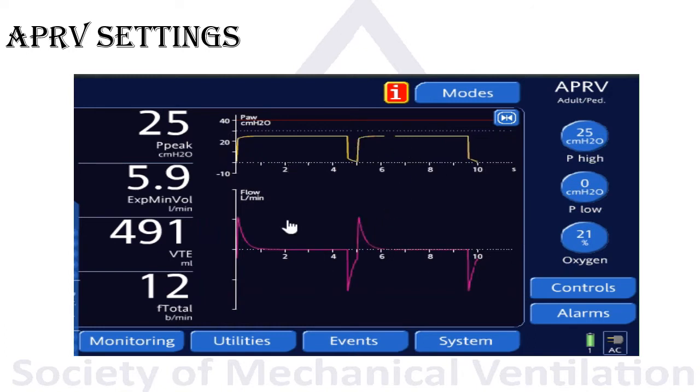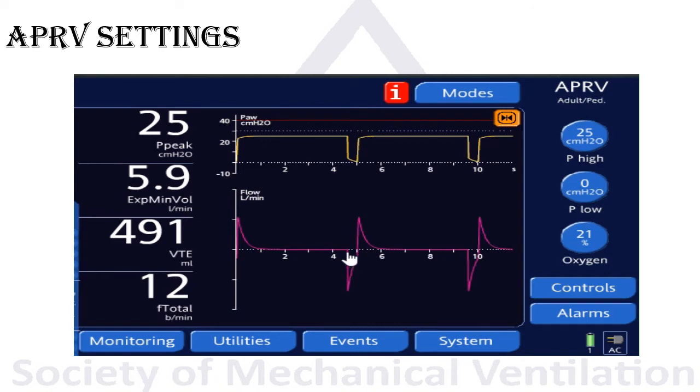This patient here in this example is not having any spontaneous rate, but again, as you can see, the pressure high at 25 goes up for 4.6 centimeters, then the airway drops very quickly down to supposedly 0, but again, most of the time it doesn't go to 0 because of the very short T low, then restarts again.